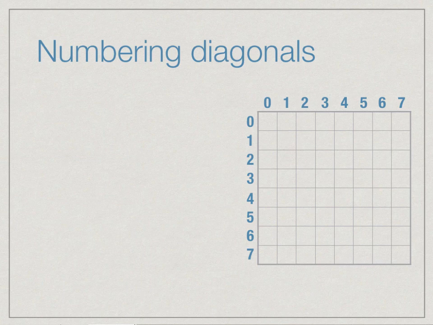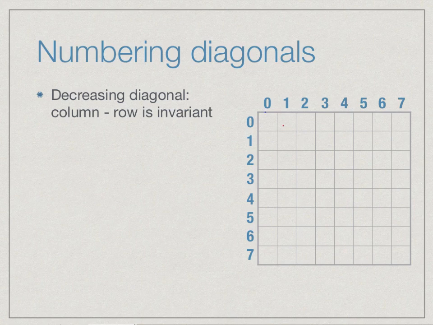So rows and columns are naturally numbered from 0 to 7. But how about diagonals? Let us call these directions northwest, southwest, northeast, and southeast. If you look at a decreasing diagonal, a diagonal that goes from top to bottom, like this, then what we find is that this difference, the column minus the row, is the same along every square on that diagonal.